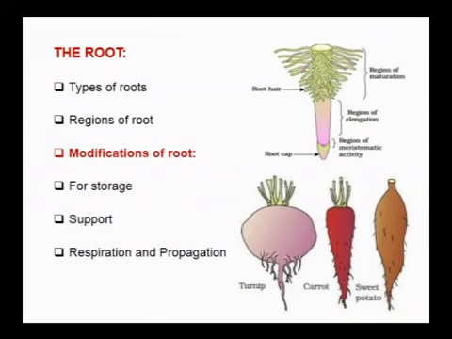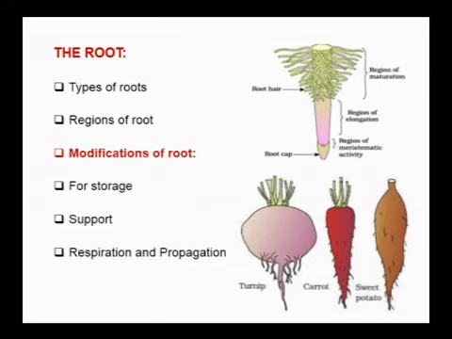So, taproots modified for food storage are the fusiform root of radish, napiform root of beet, and conical root of carrot. And adventitious roots modified for food storage are tuberous roots of dahlia, tuberous roots of sweet potato, fasciculated roots of dahlia and nodulose roots of leguminous plants. This is about the root modification for food storage.